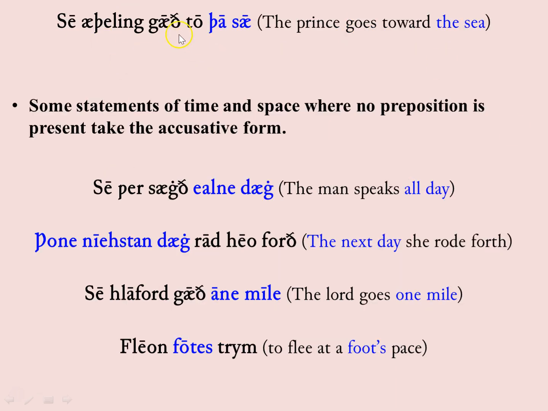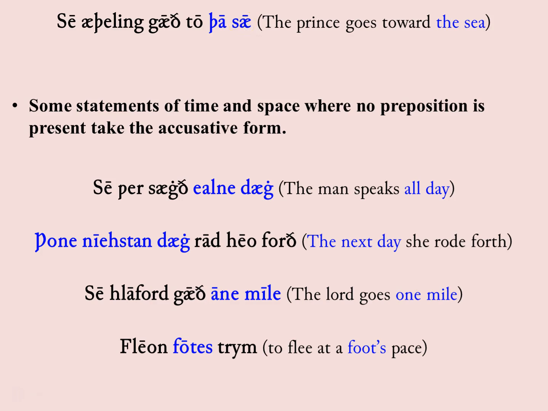Say Atheling gath to far sa. The prince goes towards the sea. Far sa follows a preposition to, toward. To, toward, preposition, far sa. So that's in the accusative, far sa.